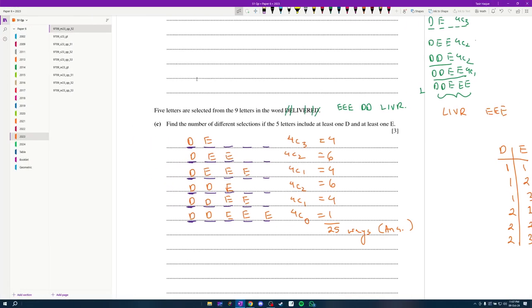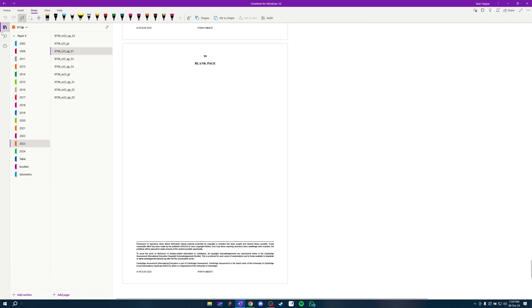Moving on to the next variant. Major 2351.